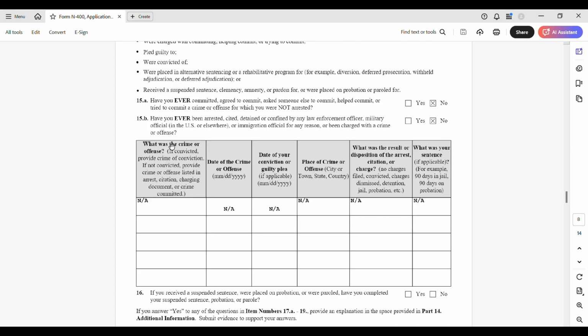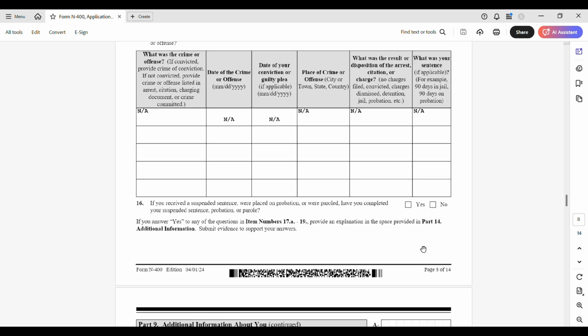In this box, you are required to state what was the crime or offense you committed, date of the crime or offense, date of your conviction or guilty plea, place of crime or offense, what was the result or disposition of the arrest, citation, or charge, what was your sentence. So if you answered yes to anything that would be applicable to be entered in this section, then you would place or provide the information as appropriate.